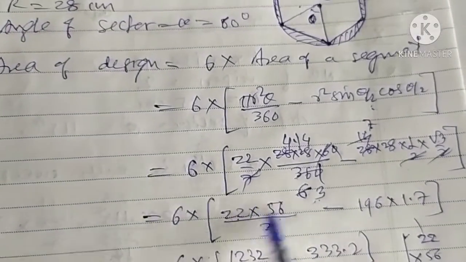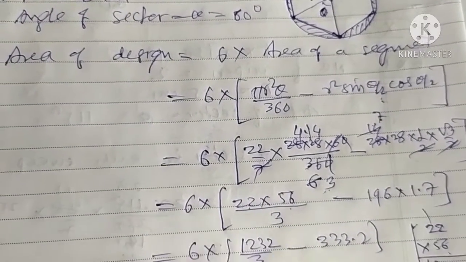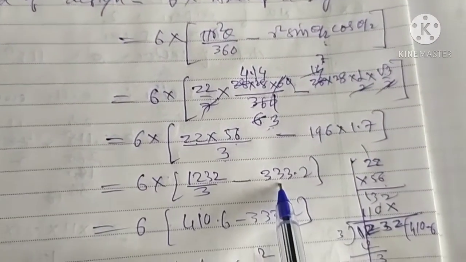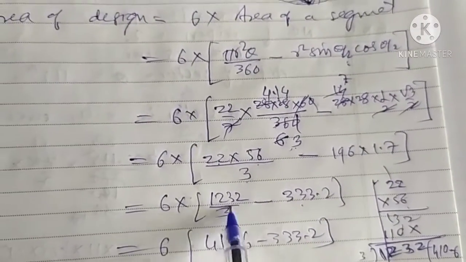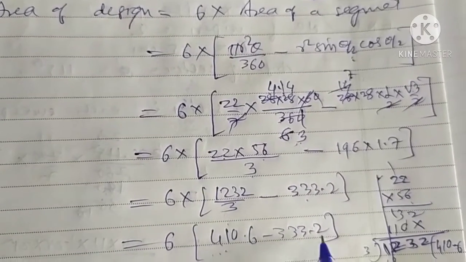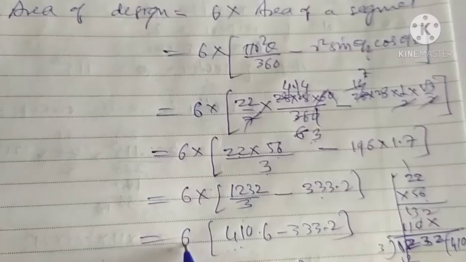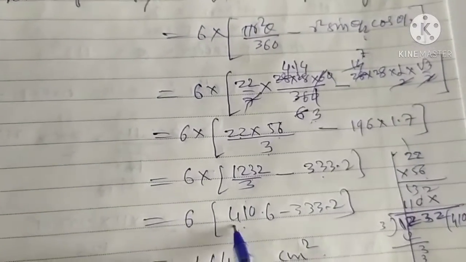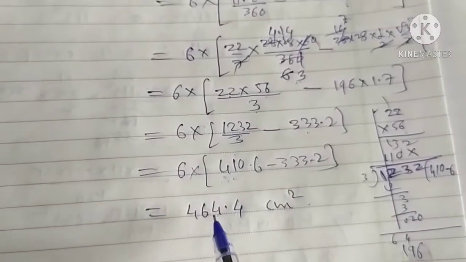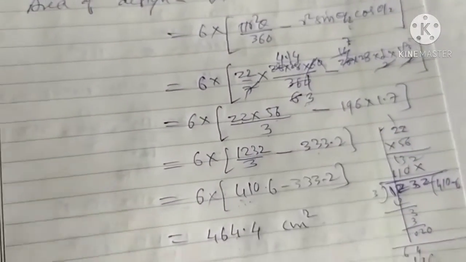Again multiply this, you will get 1232. Then divide by 3. Multiply this, you will get 333.2. You have to multiply. Okay. Then divide again, you will get this one, 410.6 minus 333.2. Subtract, you are getting this, multiply by 6. Okay. After subtraction, multiply by 6, you are getting 464.4 square centimeter. That is what area of design.